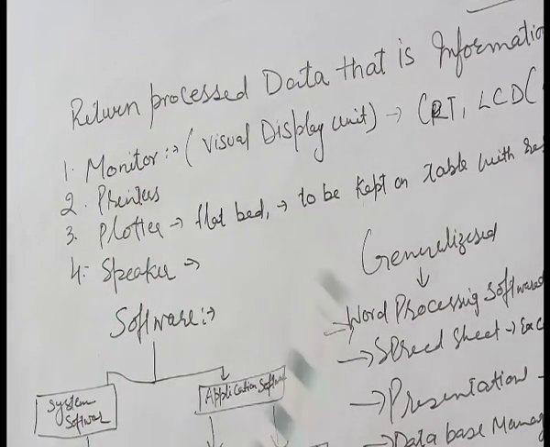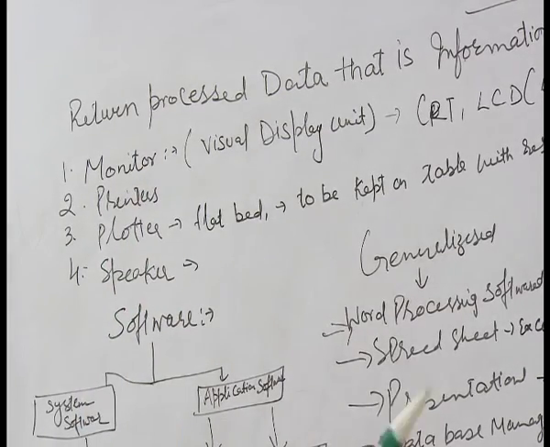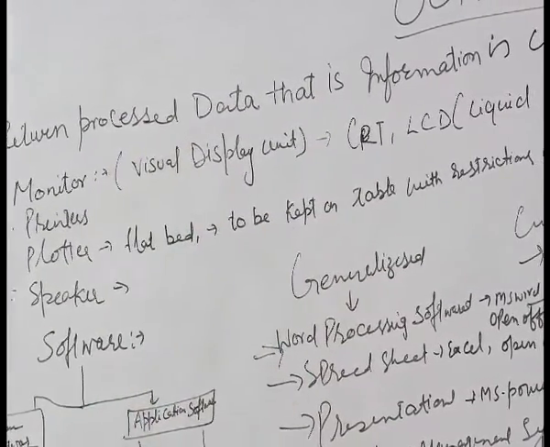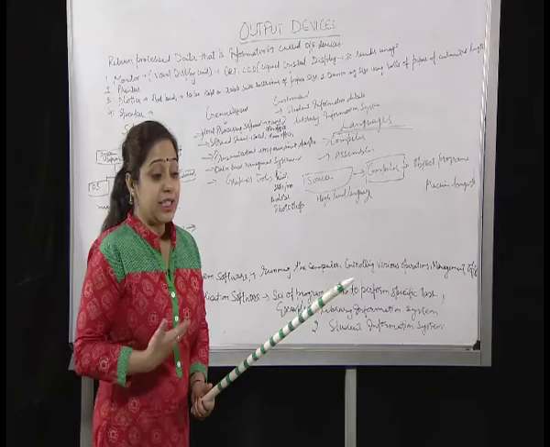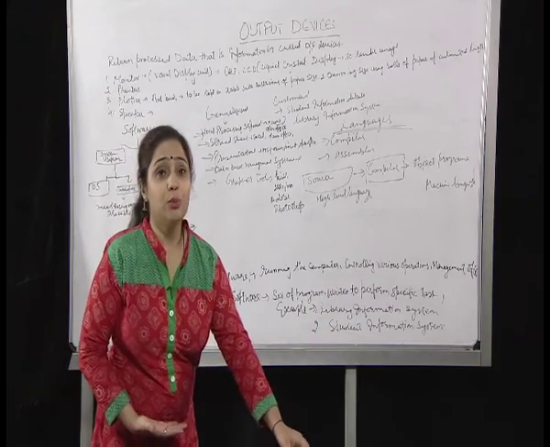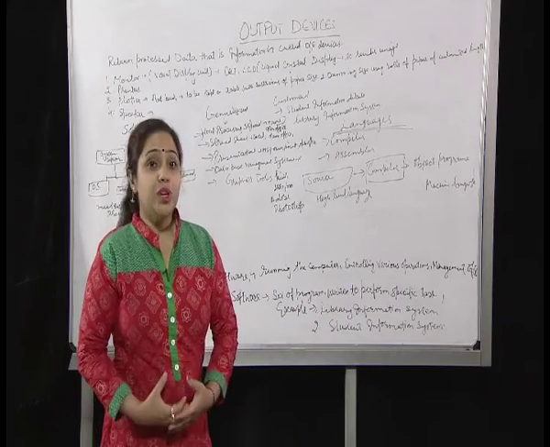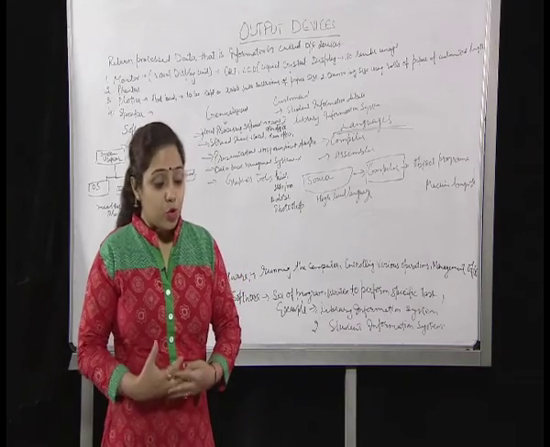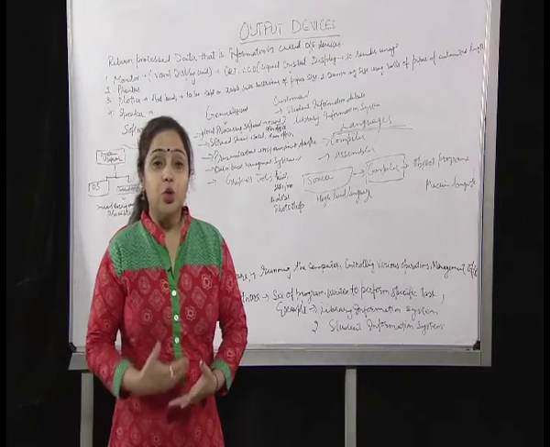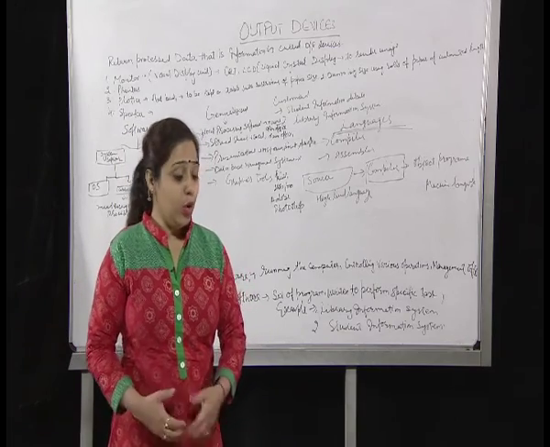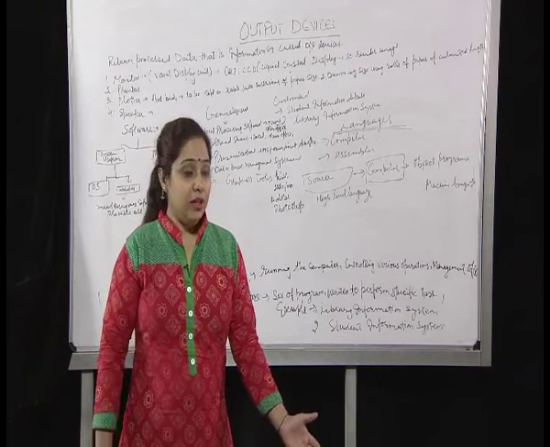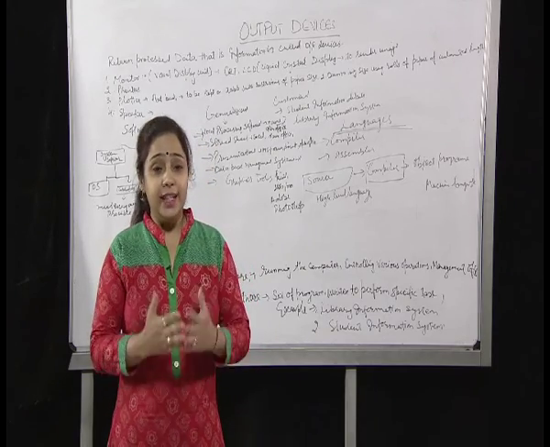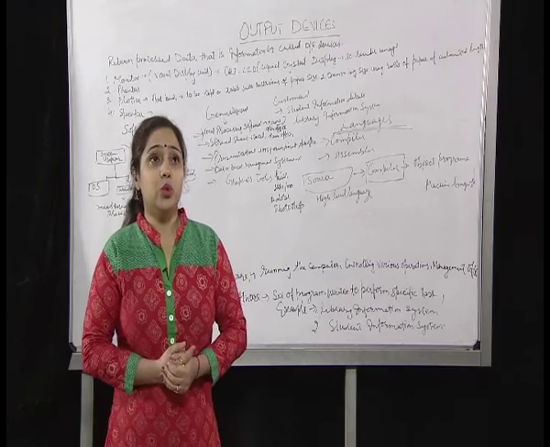What is a monitor? A monitor is usually called a visual display unit, because we display all the information through the monitor. If a user or a third person is sitting in front of the computer, he gets all the information through the monitor, because he doesn't know that everything is processed in the CPU.